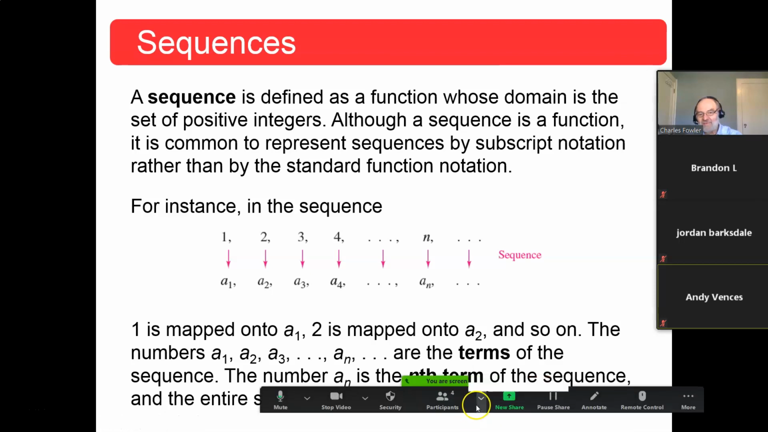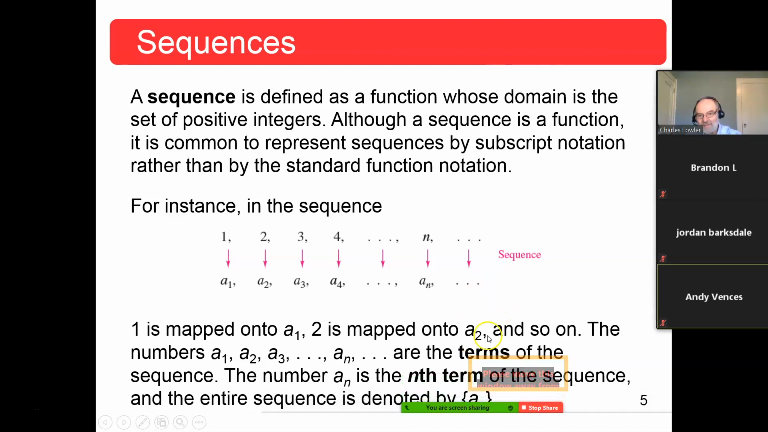Now, is this little thing on my screen that says you're screen sharing, is that blocking your reading that bottom line, or can you see the bottom line fine? See, on my screen, I can't see the a sub n, but I know it's there. Can you see that? Okay, good. All right. I thought that was something that was only on my screen, not on yours.